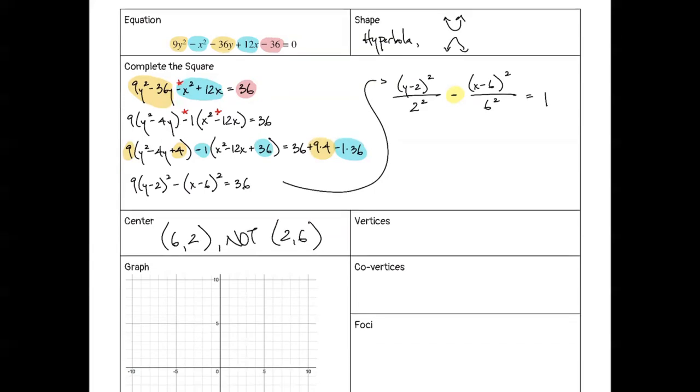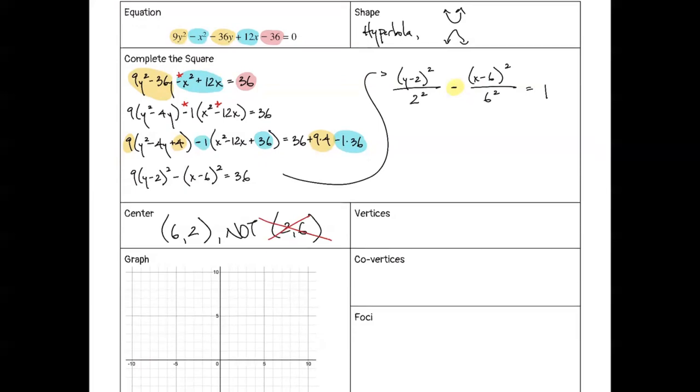Where would someone who got 2, 6 have gotten the center from? What mistake did they make? They considered x was first. Exactly, right? They were like, well, I don't know. We just always start with this one and then this one, right? But we have to be really careful about what we're looking at and notice we want our x coordinate to come first and then we want our y, okay? So really nice job there.